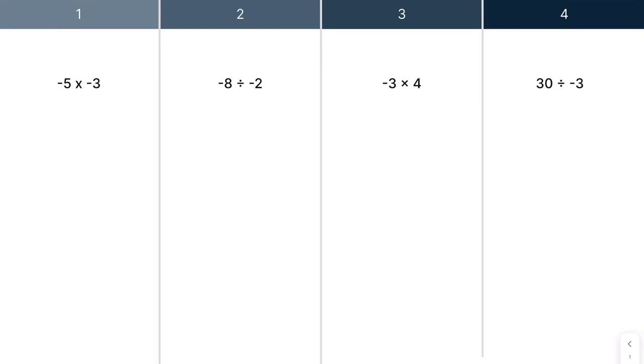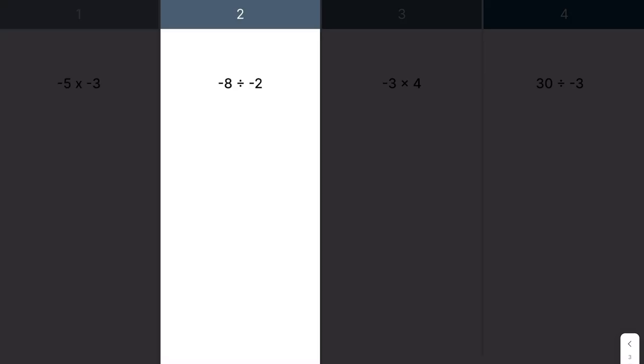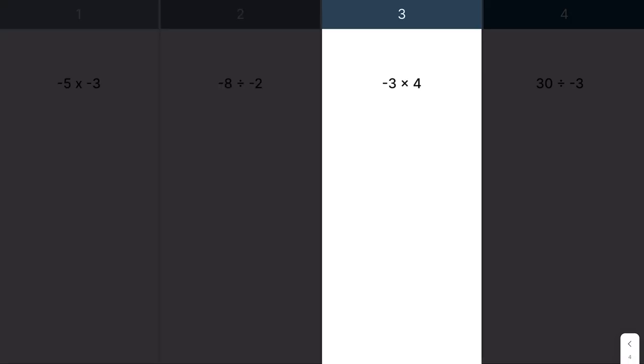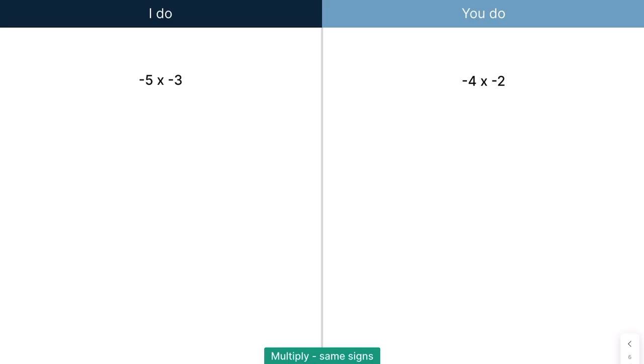Rules of negatives with multiplication and division is what we're going to look at in this video. So we're going to cover all 4 scenarios, starting with, well, how do you multiply 2 negative numbers? How do you divide 2 negative numbers? How do you multiply a negative and a positive number? And how do you divide a positive and a negative number? So let's make a start.